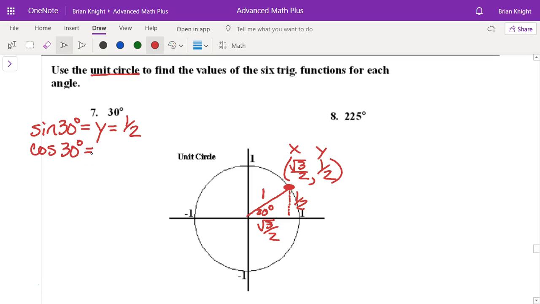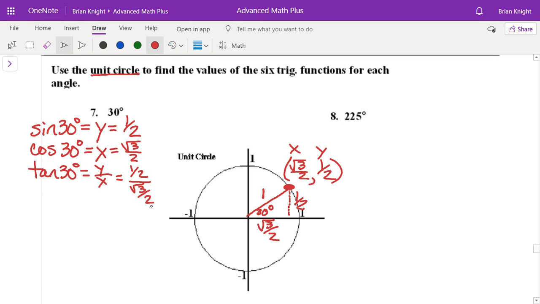So the cosine of 30, cosine is equal to what in the unit circle? Not y, but what? X. So, what's x? Square root of 3 over 2. Tangent of 30. Well, tangent's y over x. So what's y? 1/2. Divided by what's x? Square root of 3 over 2.